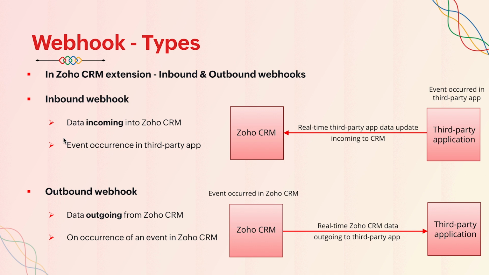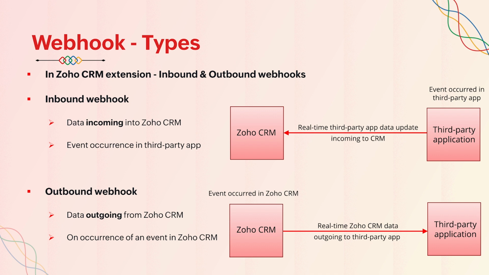Similarly, we also have support for outbound webhooks. Just like the name suggests, if you want to send out real-time data from Zoho CRM to another third-party application which it is integrated with, then that can be achieved using this outbound webhooks feature. So when an event is going to occur in Zoho CRM, we have the outbound webhook support using which the real-time data can be automatically posted to the third-party application, considering that the third-party application has the support to receive this real-time data.